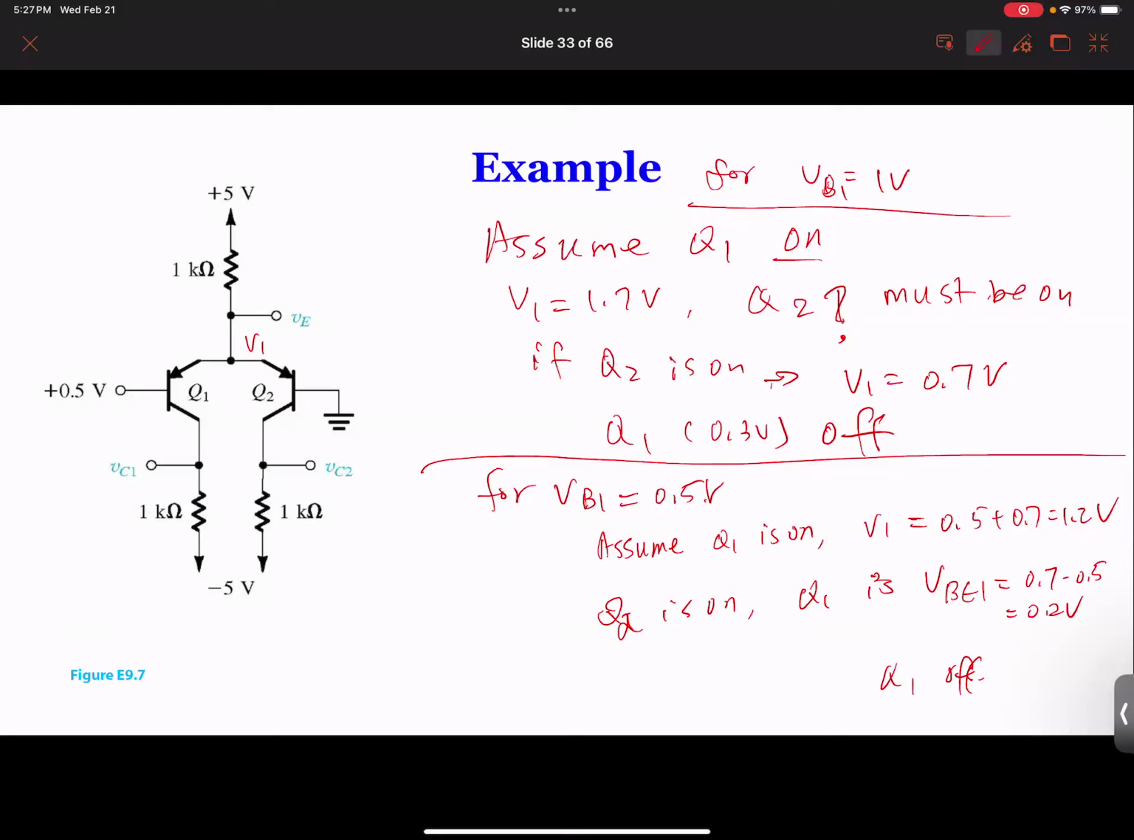So when the voltage is kind of large, this means only one can be on, the other is off. If that VBE difference is small, then you can have both on, but the current is shifted from one to another. Okay.